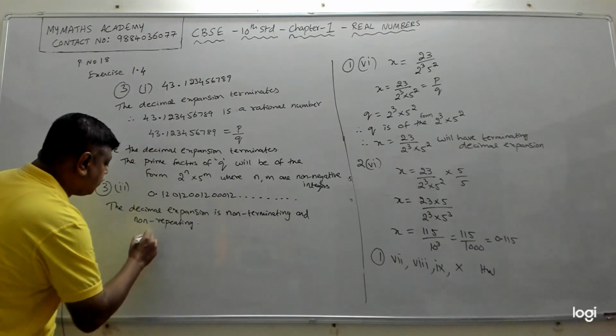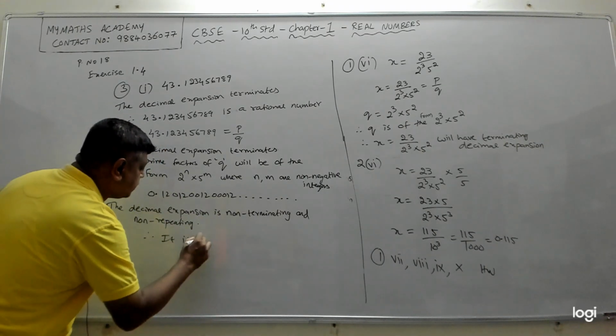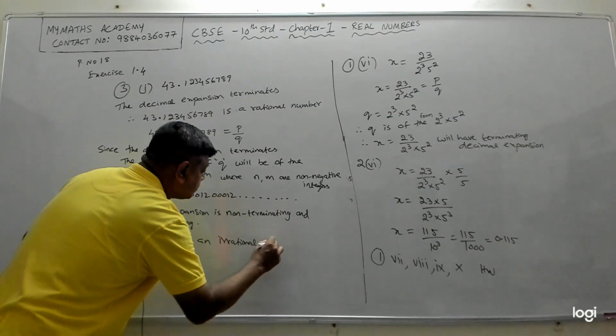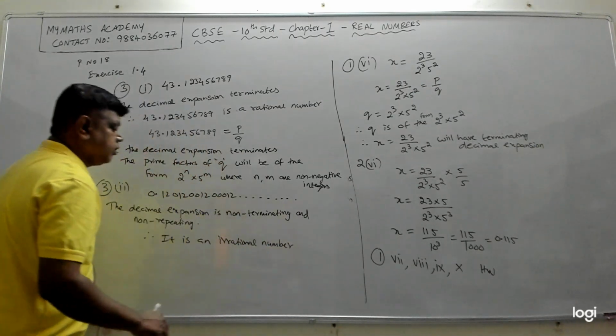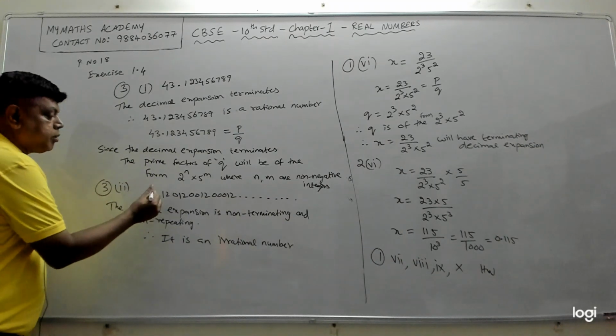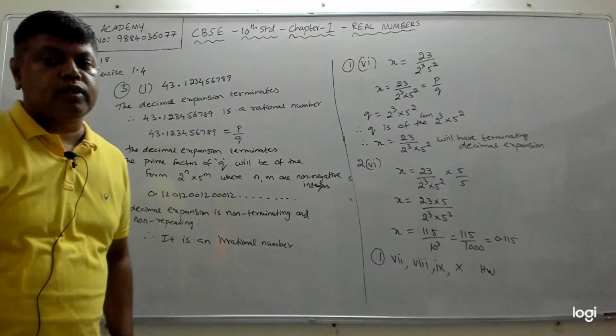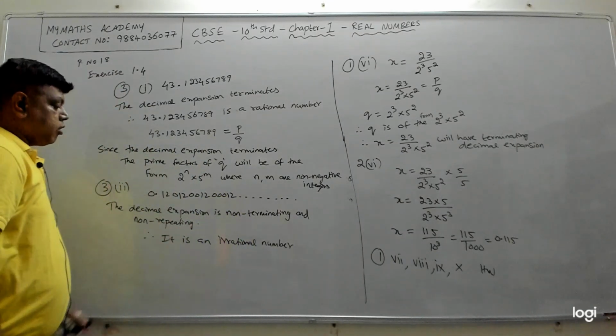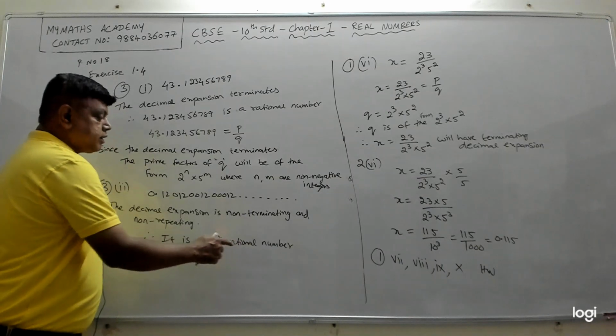Therefore, what can we say? Therefore, it is an irrational number. This is an irrational number because the decimal expansion is non-terminating and non-repeating, or non-recurring. Therefore, it is an irrational number.